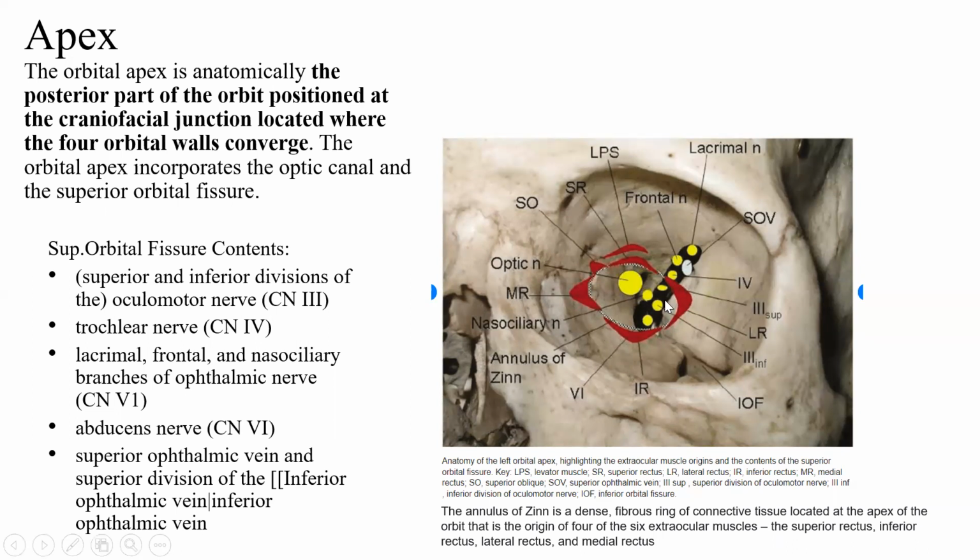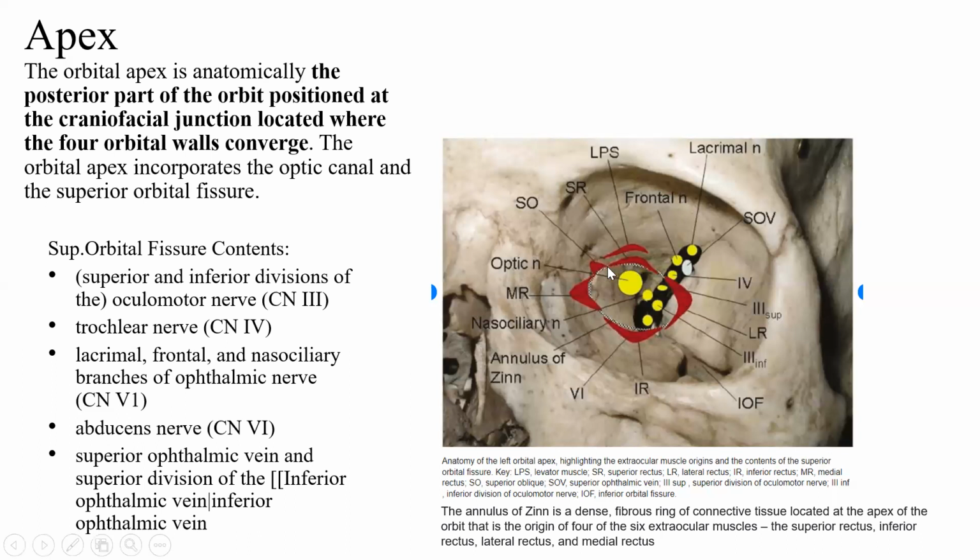You can see over here, this is the superior orbital fissure along with its contents that you can appreciate. Okay, so I have already mentioned the contents include the lacrimal and the frontal branches, you can see, of the V1, the ophthalmic division of the trigeminal nerve. Okay, so coming down here is the fourth cranial nerve, the trochlear nerve. This is the superior and the inferior division of the oculomotor nerve, that is the third cranial nerve. You can also appreciate the sixth cranial nerve over here, this is the abducens nerve. Superior ophthalmic vein is also there.